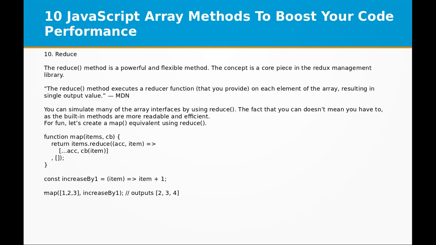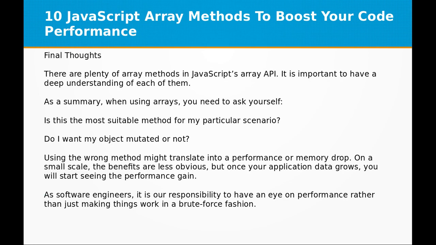For fun, let's create a map equivalent using reduce. So function map has two parameters, items and cb. Return items.reduce with accumulator and item, and accumulator concat cb(item). So if we create const increaseBy1 equals item arrow item plus 1, and we call the map function, map 1 2 3 with increaseBy1, it outputs 2 3 4.